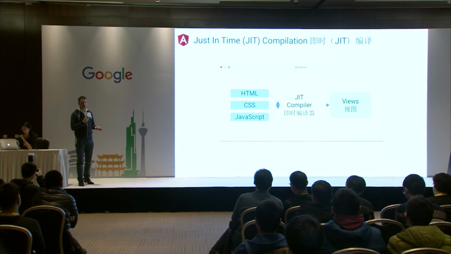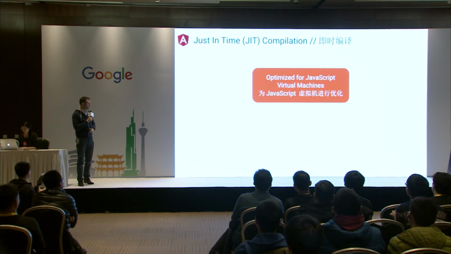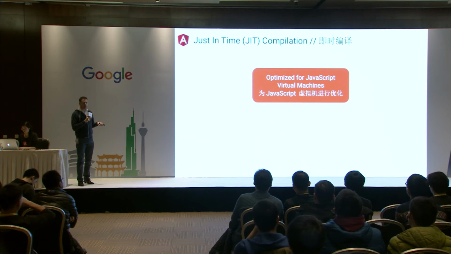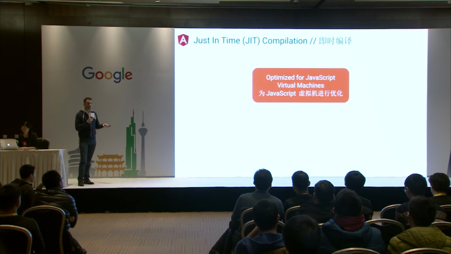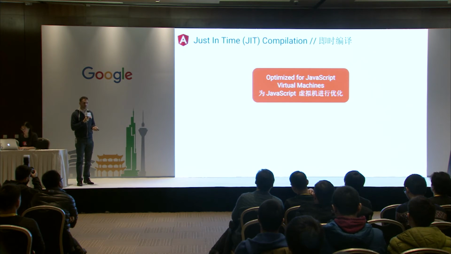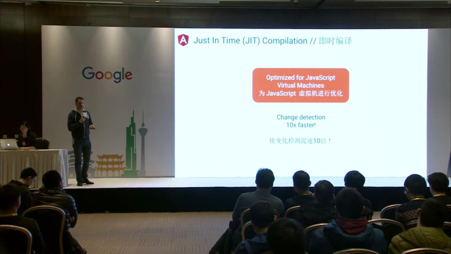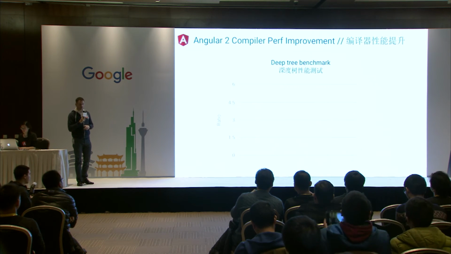So what happens is you write ngFor or you write a div tag, and that ends up becoming a document.createElement in the most VM optimized way that we've found. And so when we do this sort of compilation, we're doing it in a way that's optimized for all of the JavaScript virtual machines because they all work very similarly. But then it's also a massive improvement to change detection, up to 10 times faster.